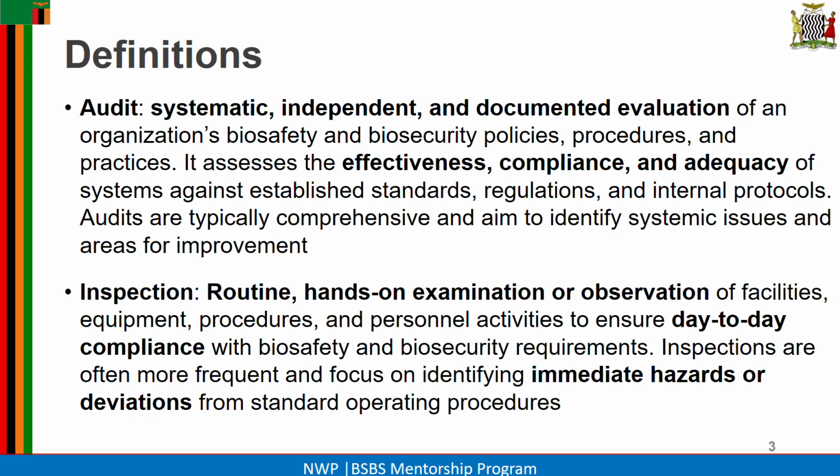Audits are typically comprehensive and aim to identify systematic issues and areas for improvement. So once you're doing an audit, you just want to see if the system is working the way it's supposed to work. If it is not, you identify the areas of improvement through the audit, and then you make the necessary next steps to improve the overall system. So basically that's that on internal audit.